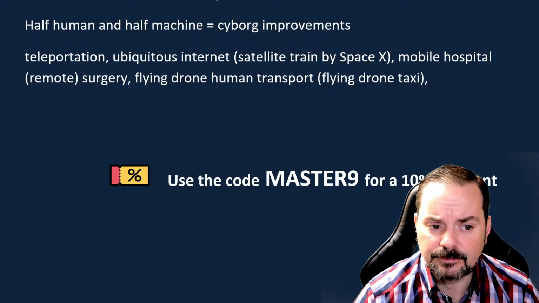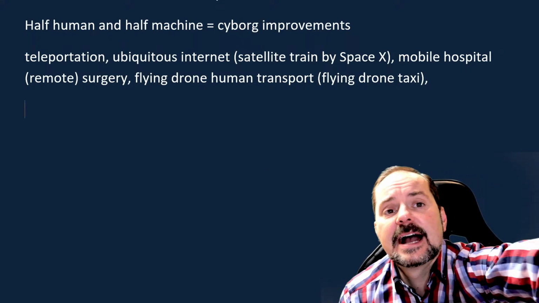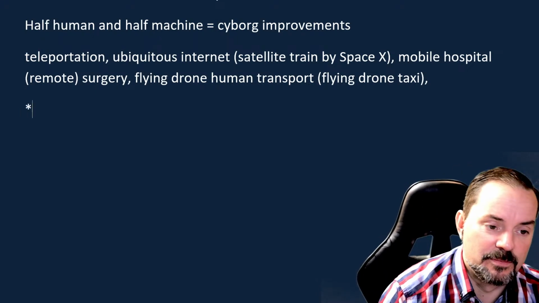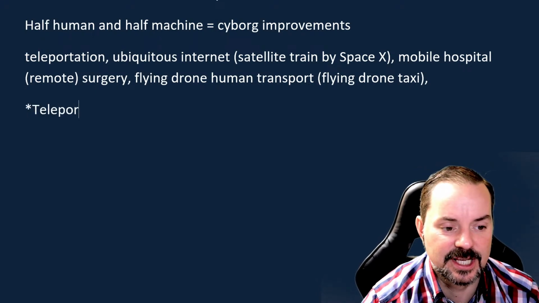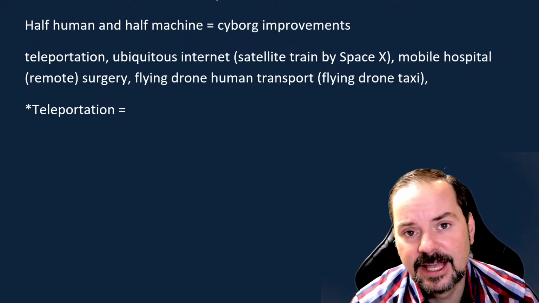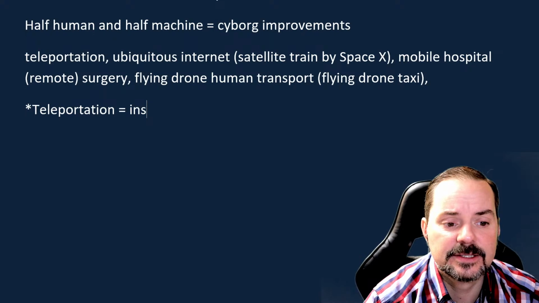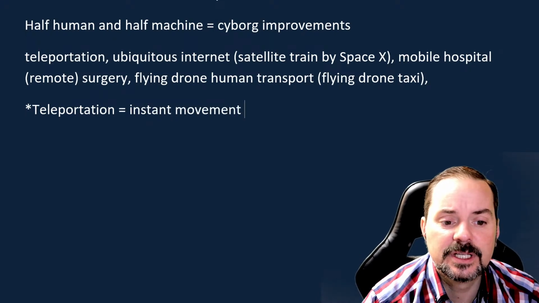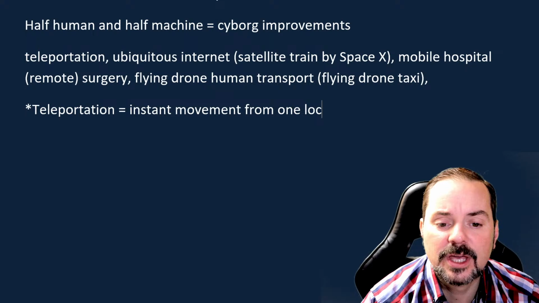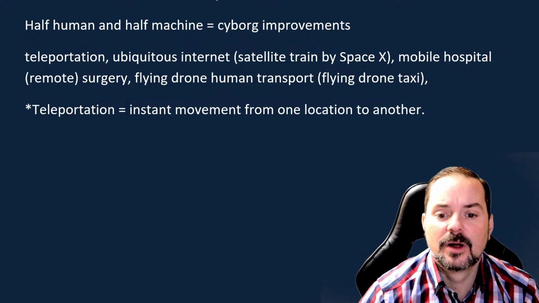Now, I'm just going to pick one and go with it to give everybody an example of how I would respond to this part 2 cue card. And I'm going to go big on this one. I'm going to go teleportation. Okay, teleportation is instantaneous, instant movement from one location to another.